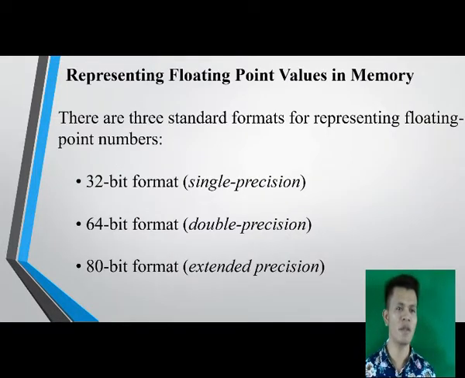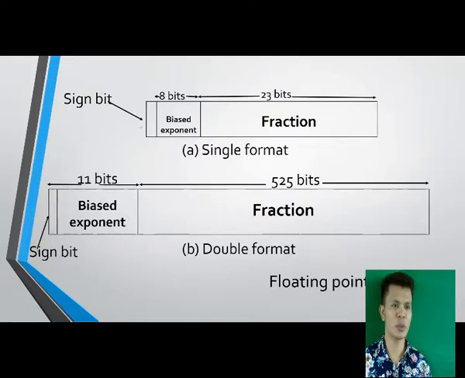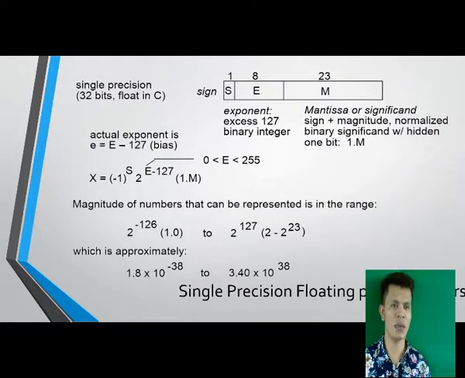Representing floating point values in memory. There are 3 standard formats for representing floating point numbers: a 32 bits format, single precision; a 64 bits format, double precision; and an 80 bits format, extended precision. A single precision with 32 bits, float in C: the sign is 1 bit, the exponent is 8 bits, and 23 bits is the mantissa or the fraction.